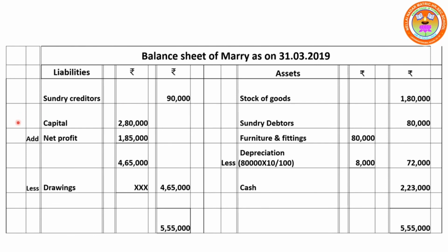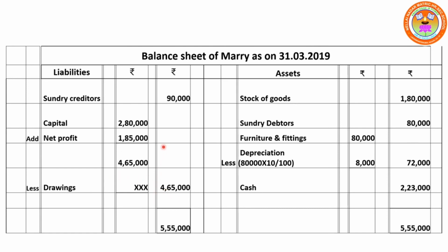Then use the formula here: capital add net profit less drawings. Capital, which means opening capital, given in the question, 2,80,000, add net profit, which we found under the profit and loss account, 1,85,000. In this question, drawings is not there, so skip that. So 4,65,000, bring it to the outer column.